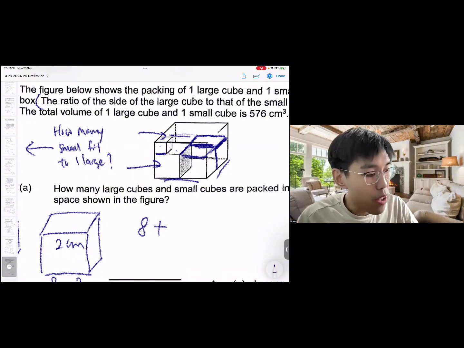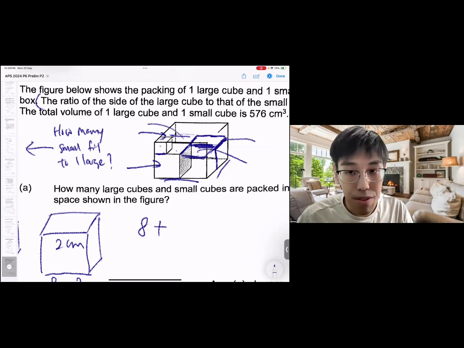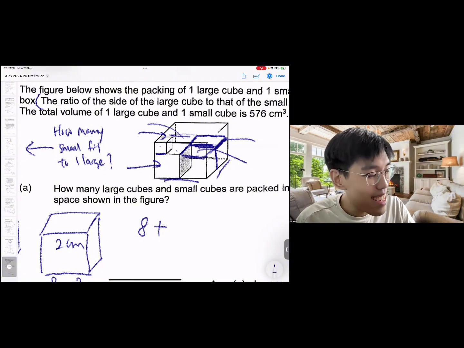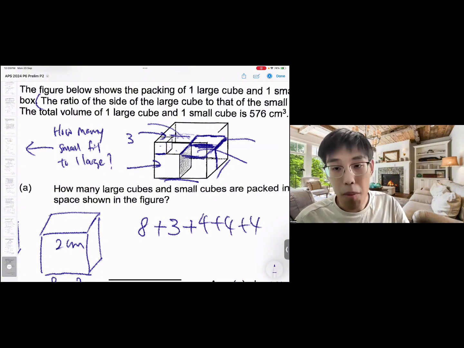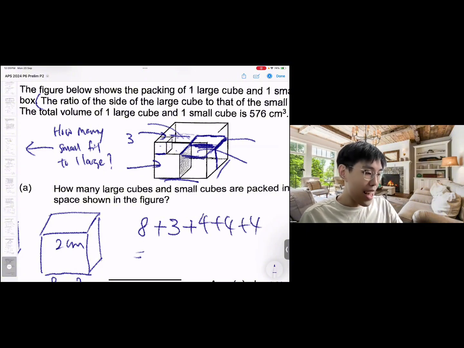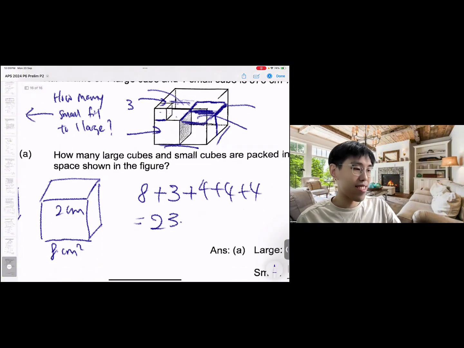So for here, how many? You have 4, 4, 8, 12. And then I add another 3 here, because there's 1 cube there, so I need to fill another 3 more cubes here. So it's 3 plus 4 plus 4 plus 4. Answer: 23.